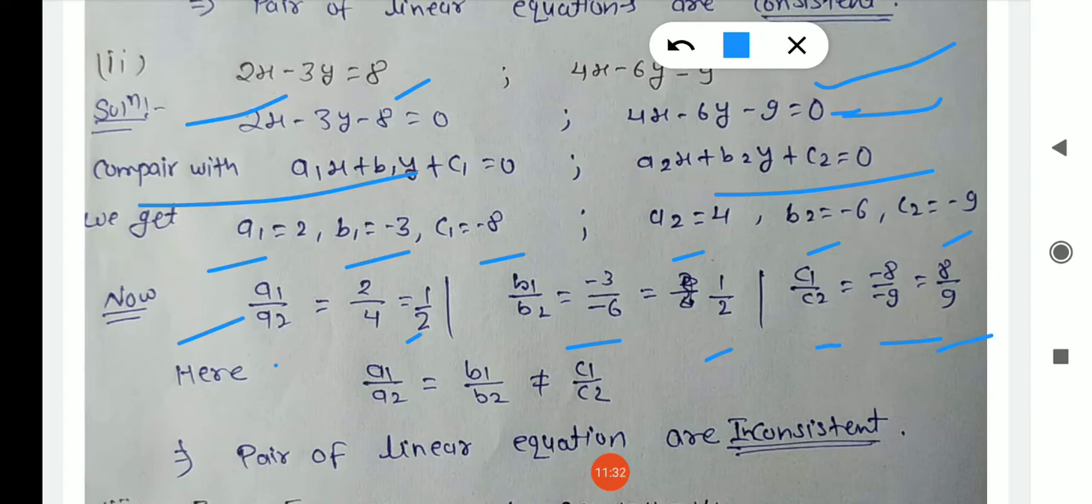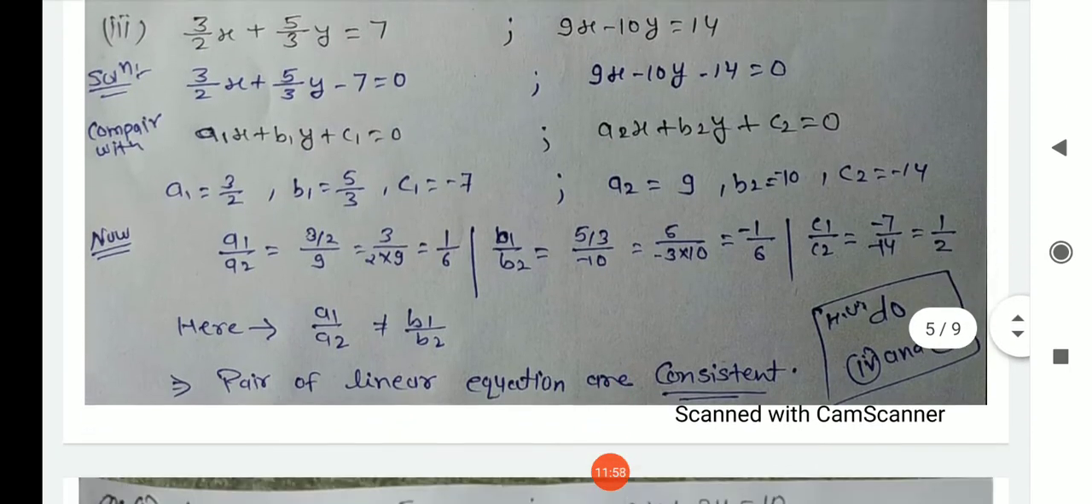So here A1 upon A2 is equal to B1 upon B2 because 1 upon 2 and 1 upon 2 are equal. But C1 upon C2 is 8 upon 9, so it is not equal. So A1 upon A2 is equal to B1 upon B2, not equal to C1 upon C2. So the pair of linear equations has no solution and the linear equations are inconsistent. Okay. Similarly, do question third.